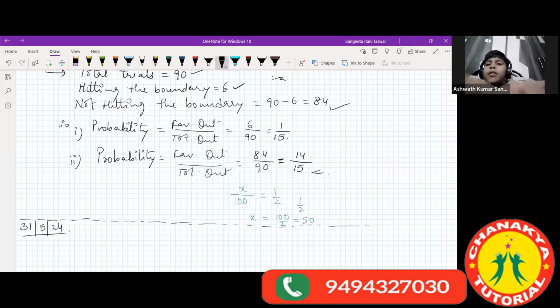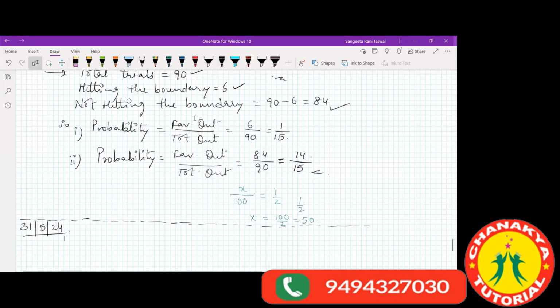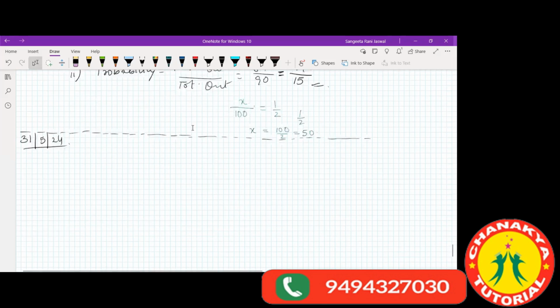Ma'am, like this is algebra. Yes, beta, we are doing simple equations. You have done simple equations in your class 6 also? Yes. So this is an extension to that. You remember you have done simple equations in your class 6.